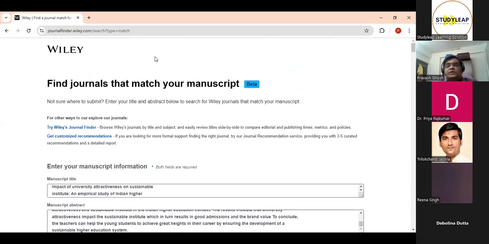Sir, if I want to publish a paper in a UGC Care journal, how can I find out which journal is suitable? In UGC Care, as I showed you yesterday, you go to the UGC Care website and scroll to see which are the UGC Care Group 1. I got it, sir. But if I want to figure out which journal is suitable for my paper? Yes, I'm coming to that. My next topic is that. Very good question actually. So journal finder, is it clear?